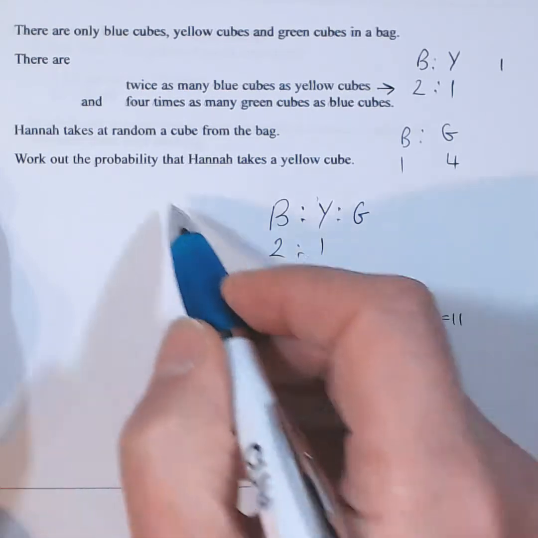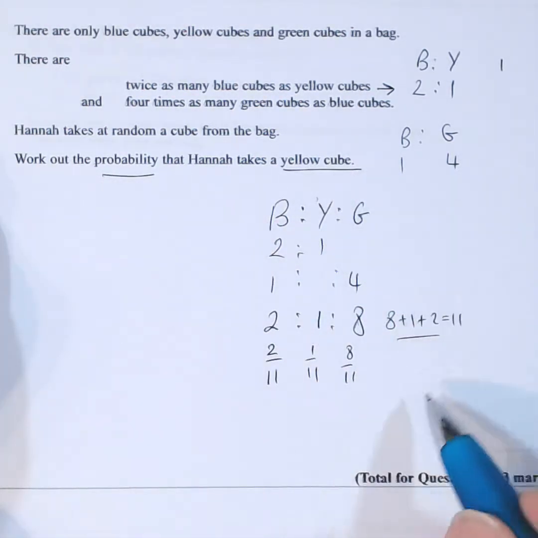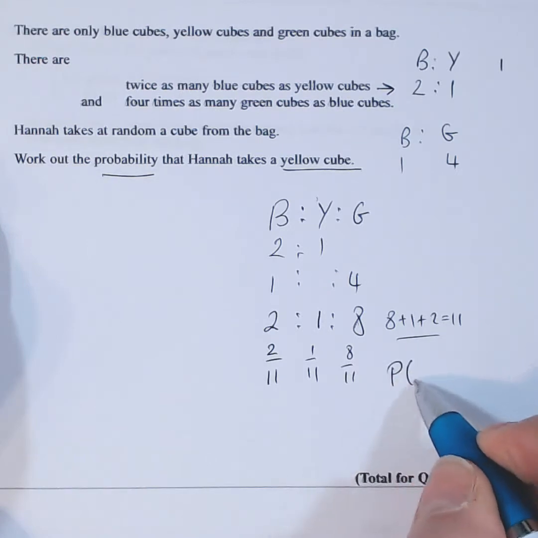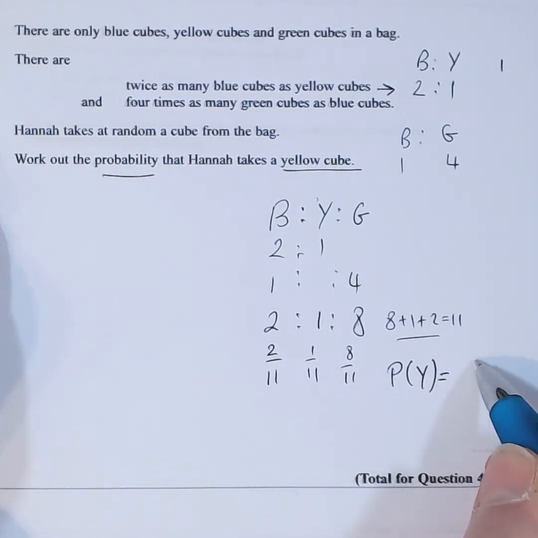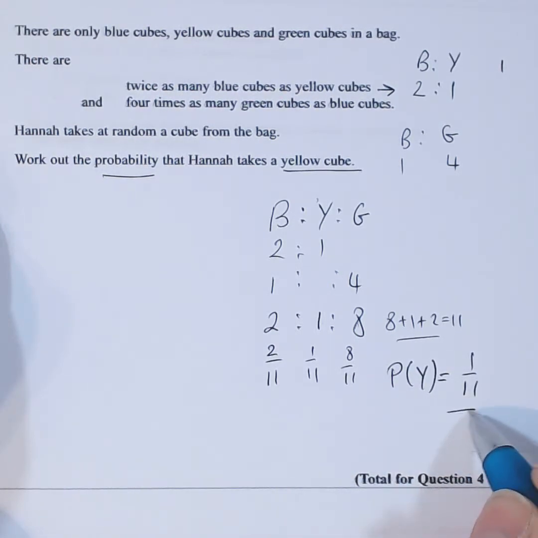So the question says work out the probability that Hannah takes a yellow cube. So we would say the probability of yellow is equal to 1/11.